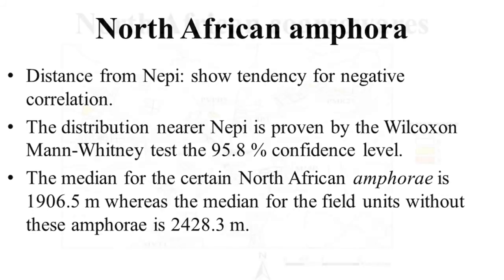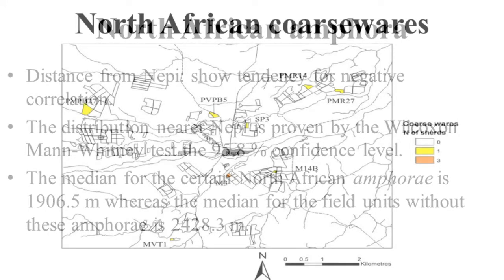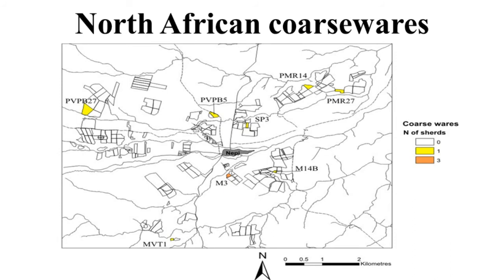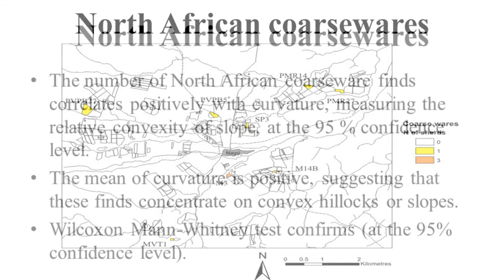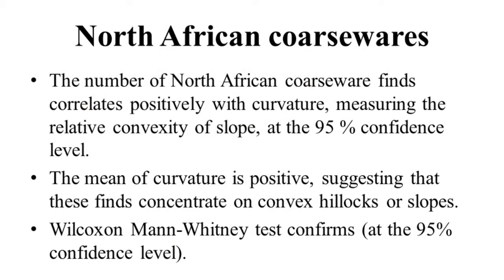That shows you that part of the population was concentrated in the center, and the other part was going out to the larger villas in the landscape. Then North African coarsewares has a totally different distribution, and these finds are so rare. It's a little borderline to use them in this way, but they seem to be correlated with curvature and suggest locations on convex hillocks or slopes.